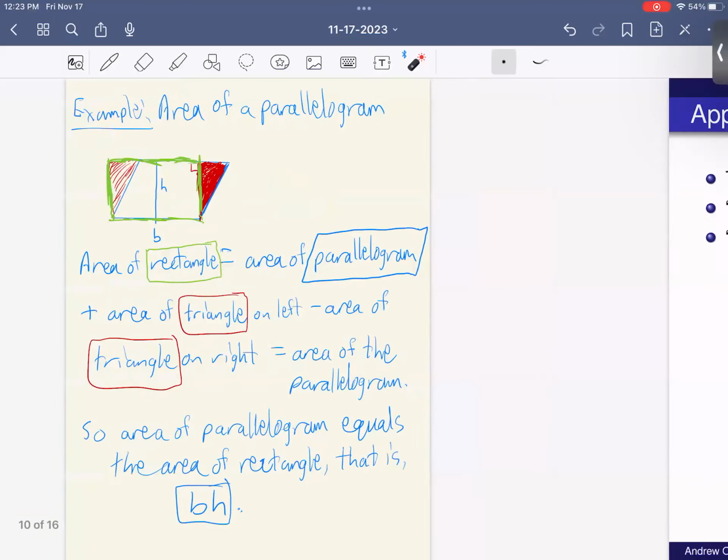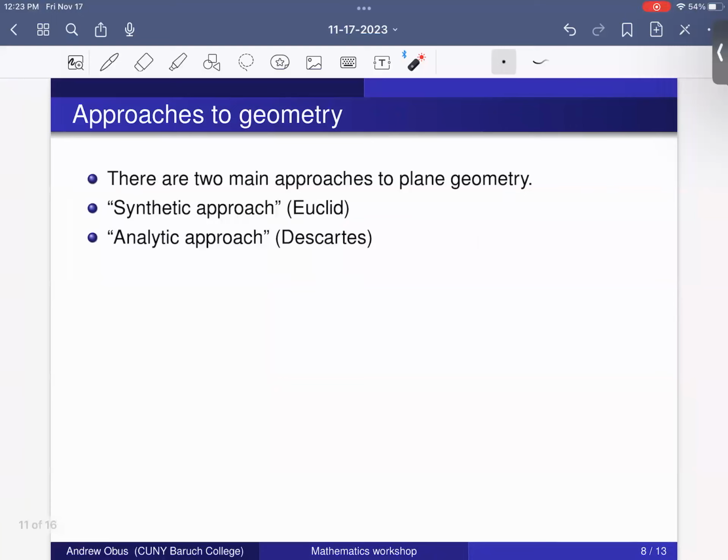This is Emmanuel. Okay, so let me talk about various approaches to geometry. There's kind of two main approaches to plane geometry. The first one is what's sometimes called the synthetic approach. This is the approach of Euclid. This is the ancient approach with Euclid and the Elements, and this is also all of the Greek mathematicians, Pythagoras, Apollonius, right? They're all using this approach.